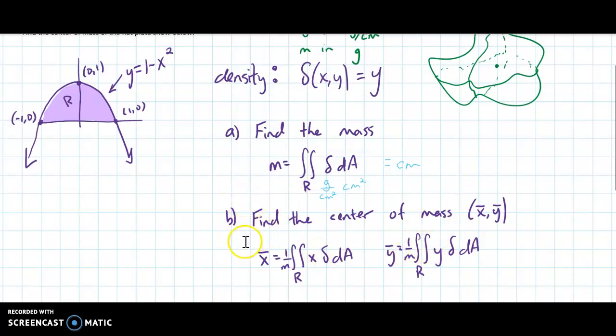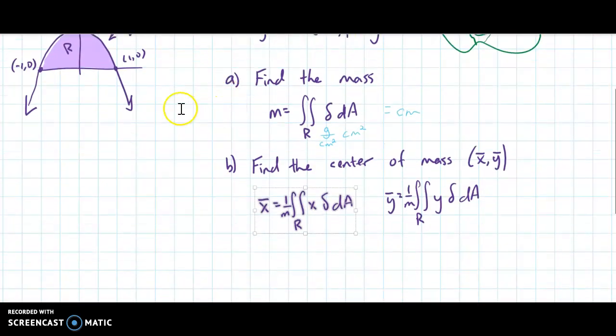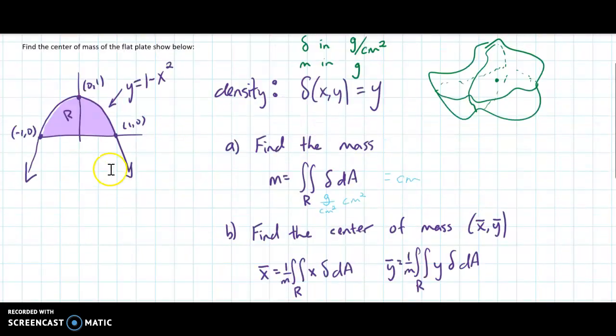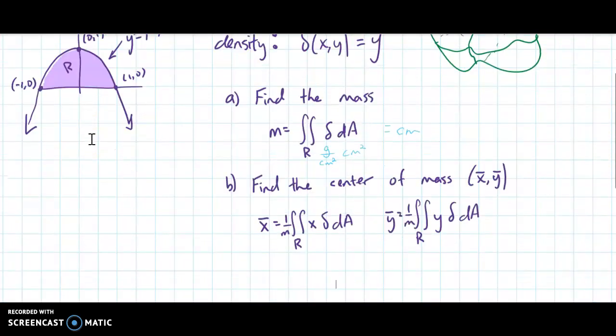And sometimes we have shortcuts. I'm going to try to demonstrate that with this one right here. So let's start by finding the mass of this thing. I need to set up my bounds, and I'm going to use the same bounds all the way through. For R, you can see with this one, it's easiest to go from left to right on the x's, -1 to 1. And then on the y's, I'm going to go from 0 up to that parabola.